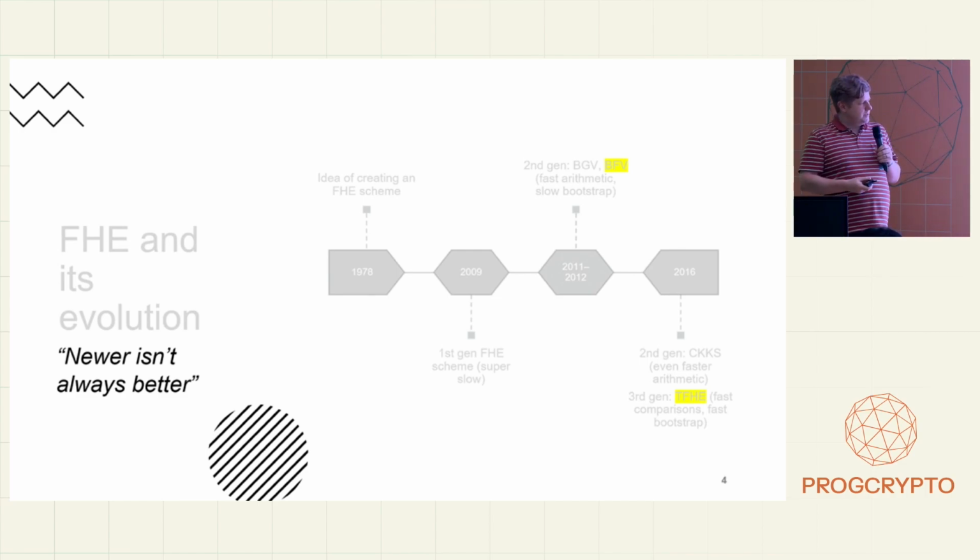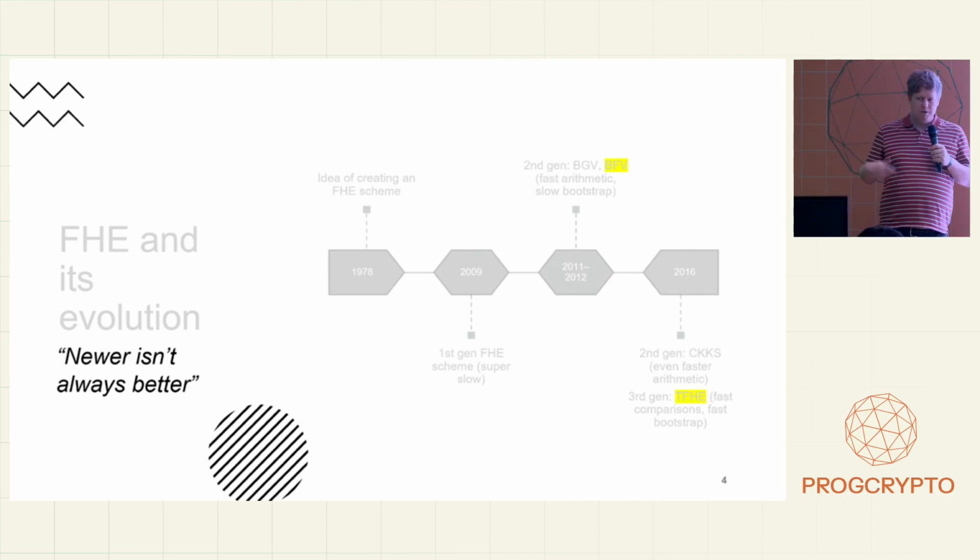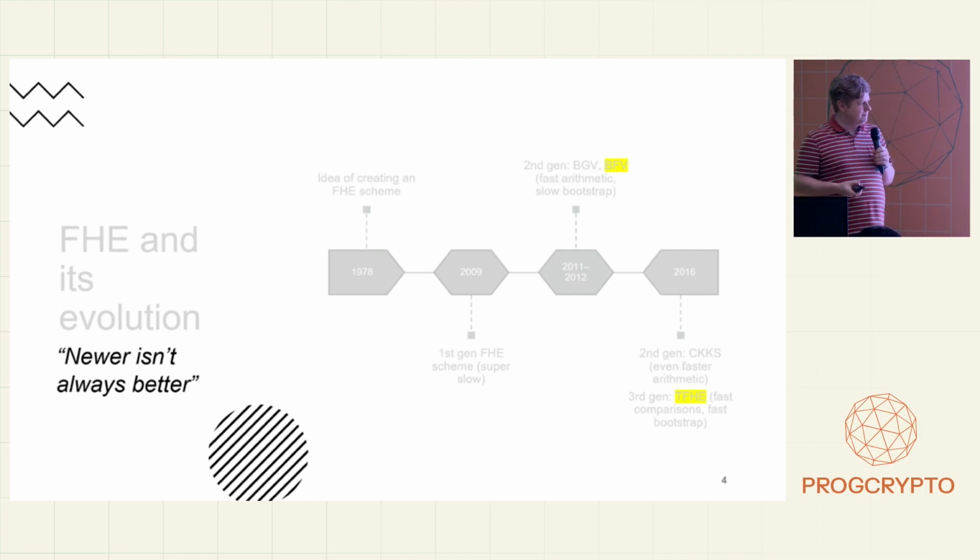So CKKS is again approximate, and BGV has these modulo switching operations that are kind of unwieldy to propagate and work with data.